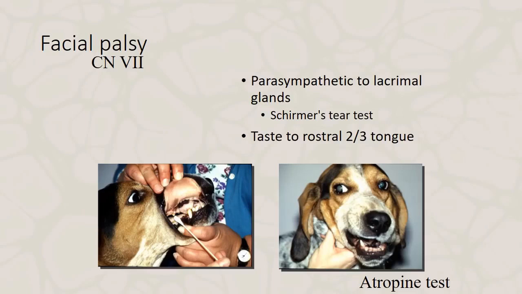The other thing that the facial nerve is important for is the parasympathetic to the lacrimal glands. And so that's why if you have a patient with facial paralysis, it's very important to be sure to lubricate that eye, because the lacrimal gland might not be working either. There's also a little bit of sensory, so it's sensory to the inner pinna and also the rostral 2/3 of the tongue for taste. Now there is something called the atropine test where you put a little bit of atropine on the dog's tongue to see if they taste it, but this is usually not used.